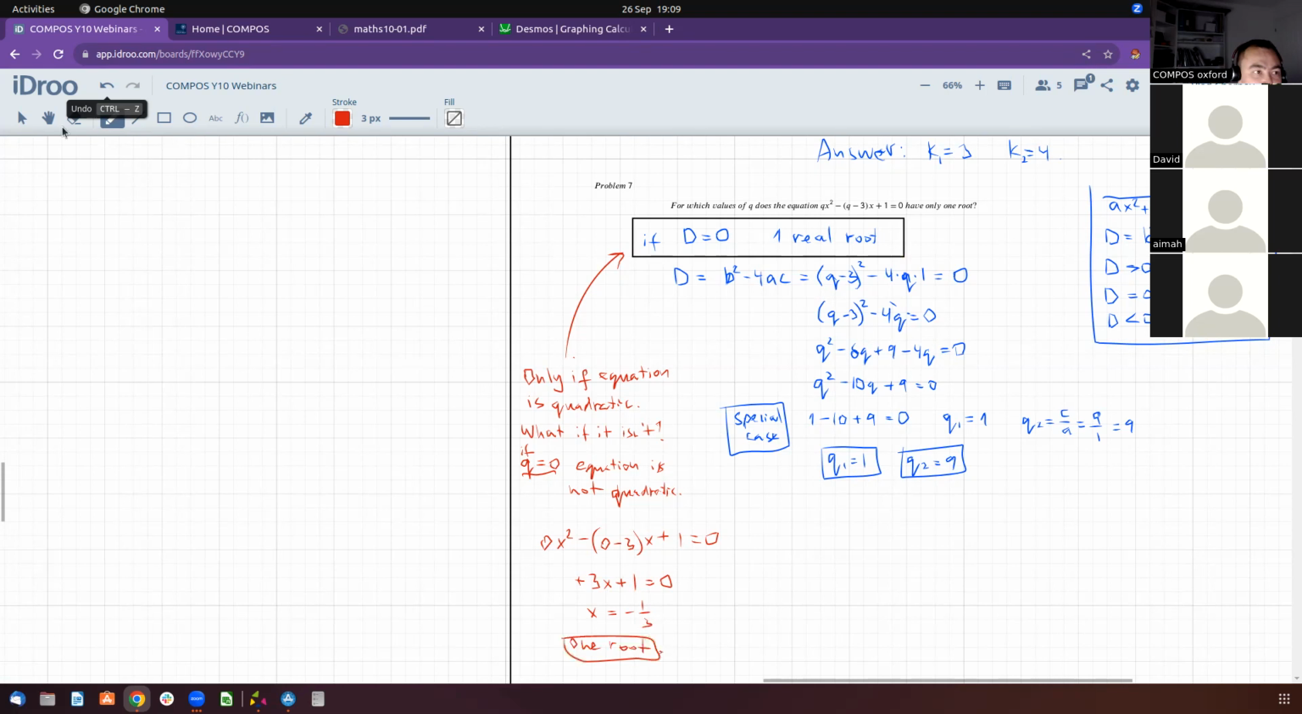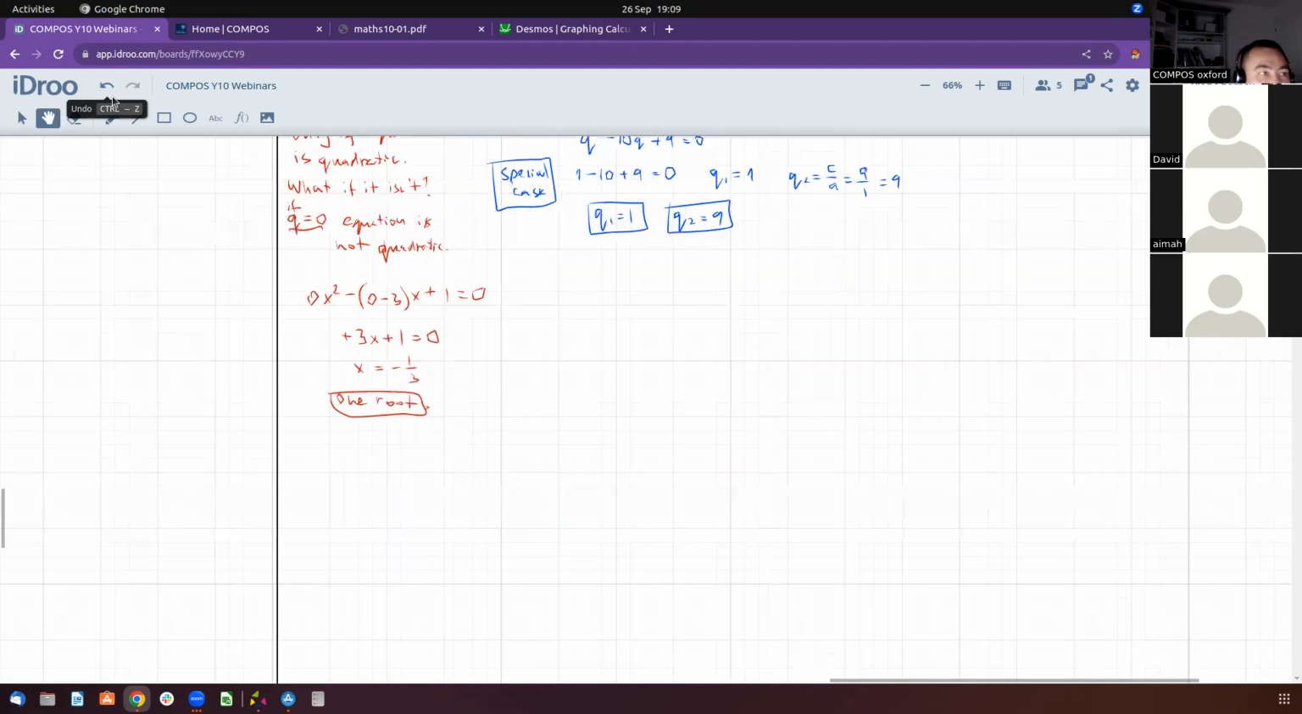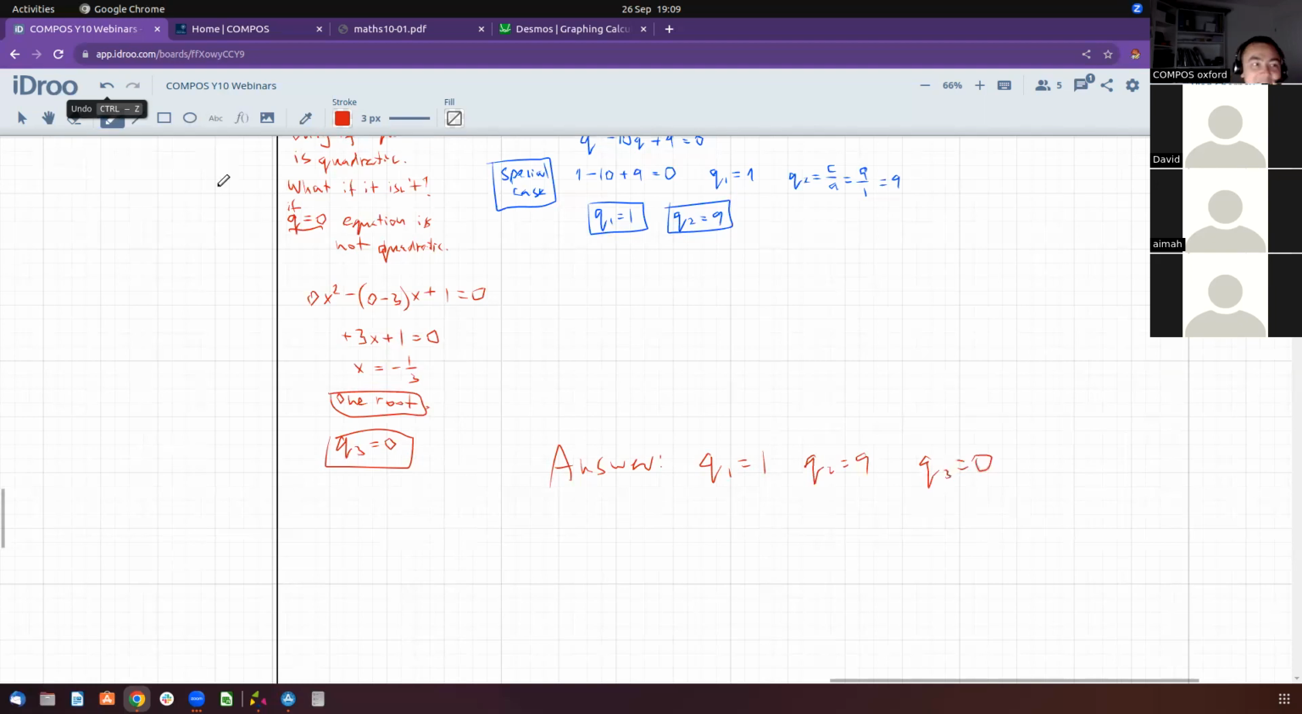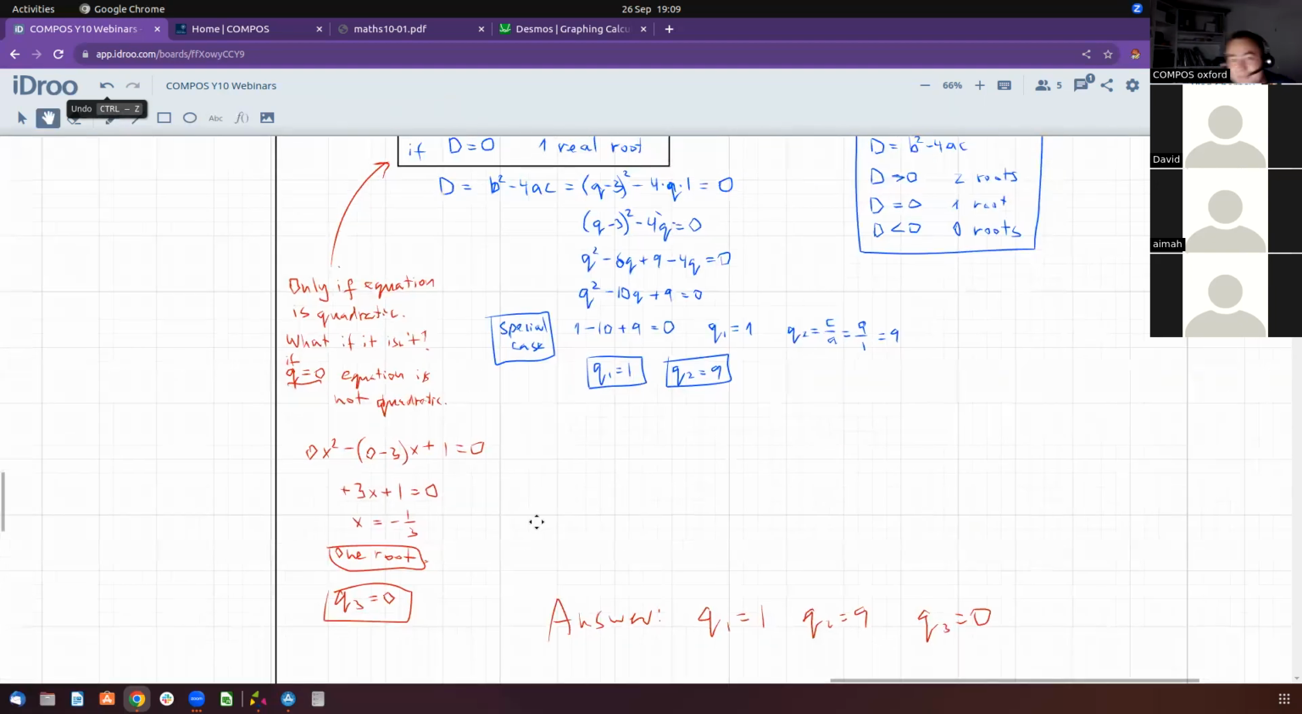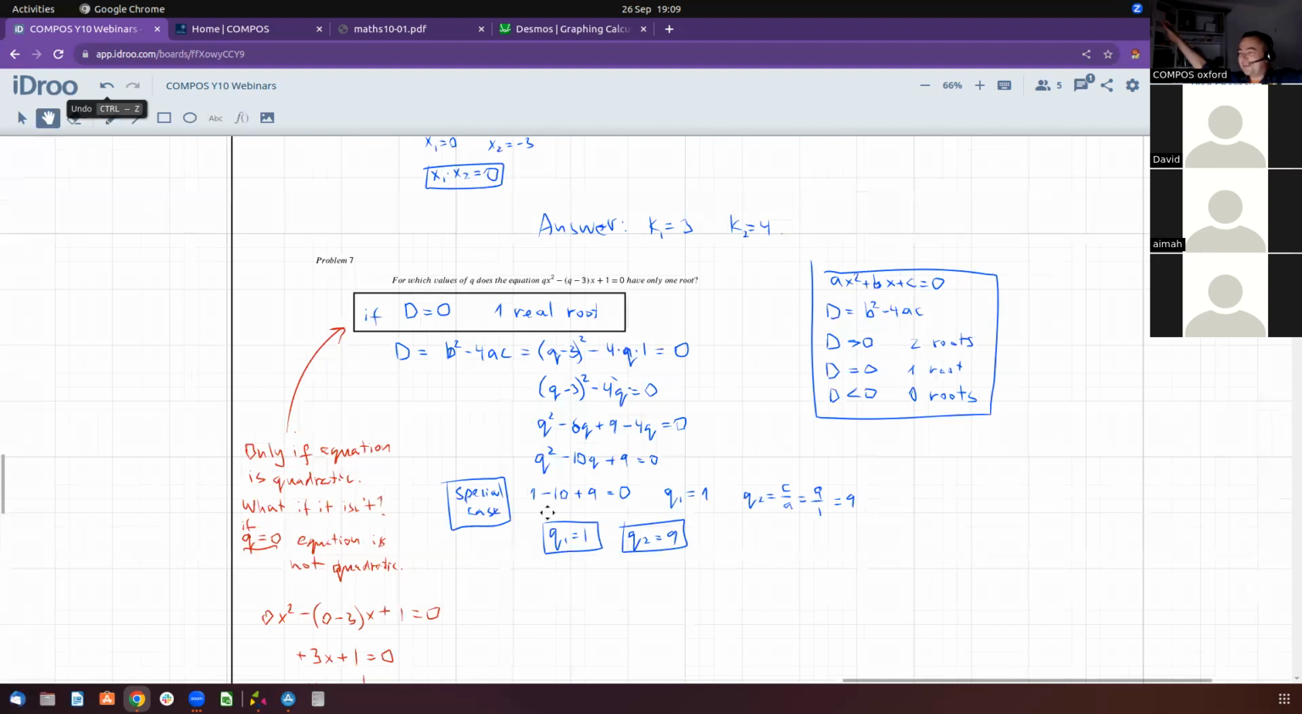Therefore, q3 is equal to 0. So the answer: q1 is 1, q2 is 9 and q3 is 0, because that's a special case, because we have to consider all the possibilities. It's just a linear equation, and a linear equation has one root.